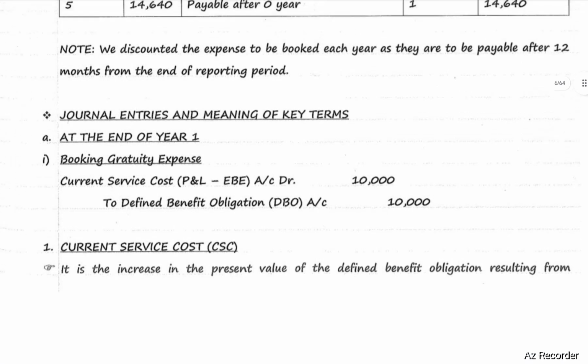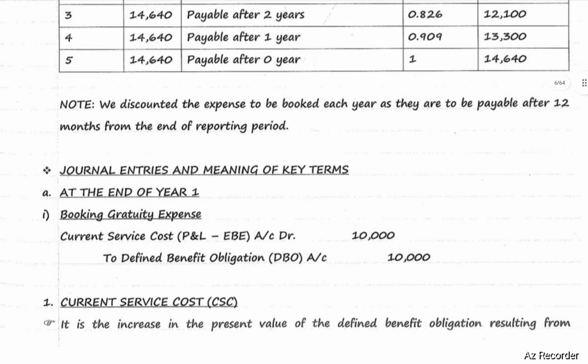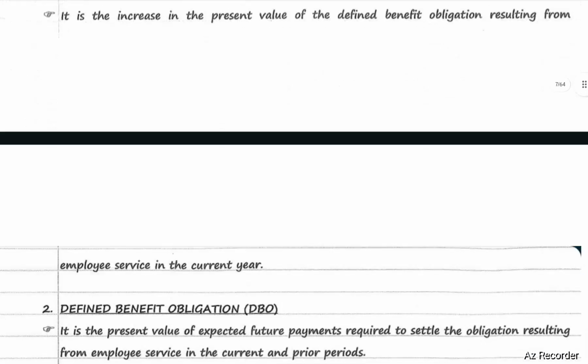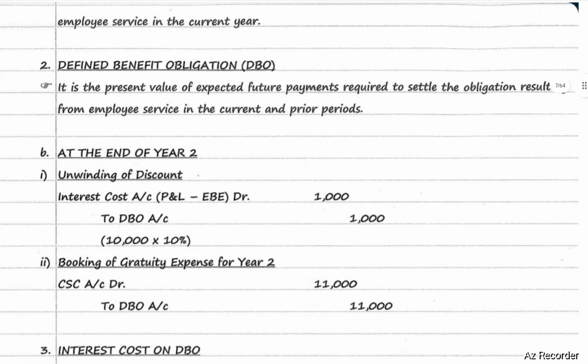Next, current service cost. It is the increase in present value of defined benefit obligation resulting from employee service in the current year. Defined benefit obligation. It is the present value of expected future payments required to settle the obligation resulting from employee service in the current and previous periods. At the end of the year 2, unwinding of discount, the entry will be interest account debit to defined benefit obligation account, which will be 10,000 into 10%, 1,000. This interest cost will be charged to P&L account as employee benefit expense.